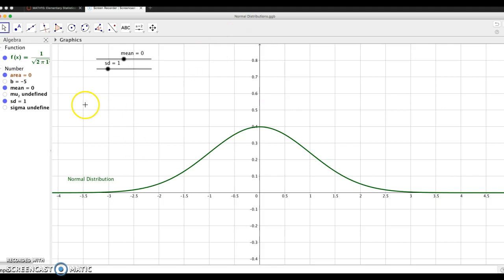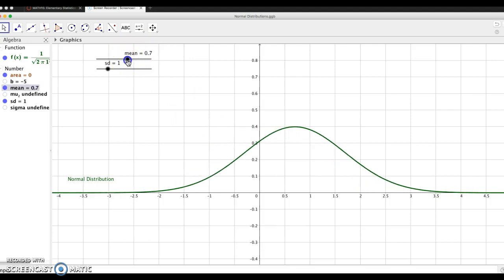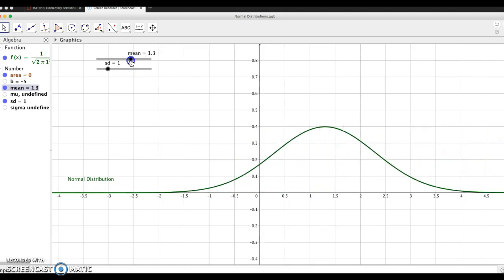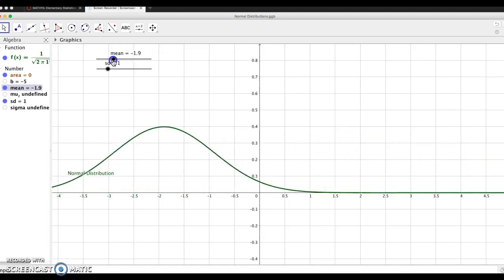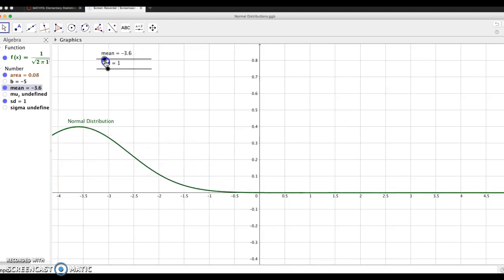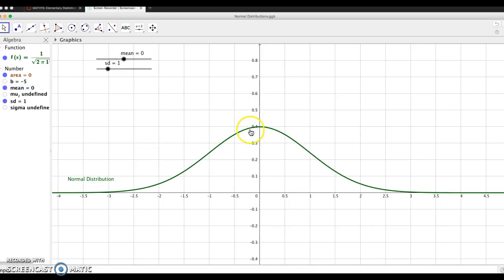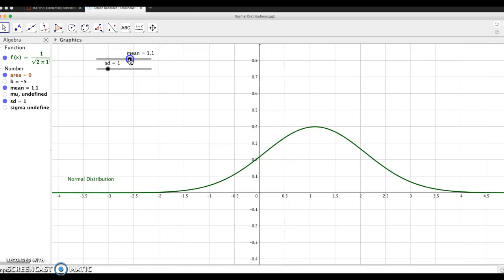I might be able to make this a little better to look at. I've got the normal distribution here graphed. And notice right here, the mean is 0. If I take this mean and move it, it just moves the shape. It moves the bell-shaped curve to different spots on the x-axis. The mean could be negative, could be positive, could be almost anything. Mean of 0 means it's centered at 0. If I say mean of 1.1, that means the center would be at 1.1.